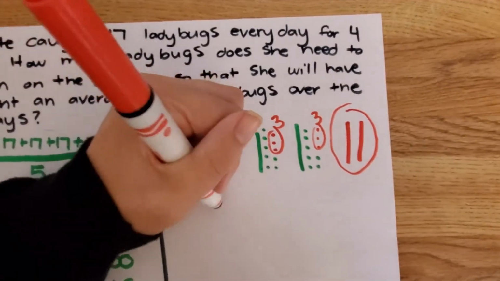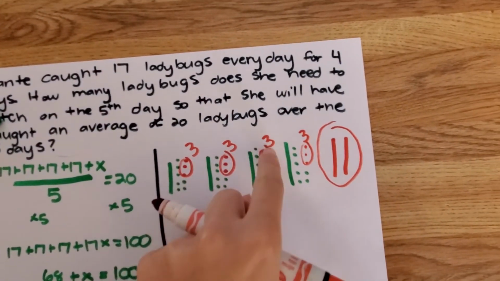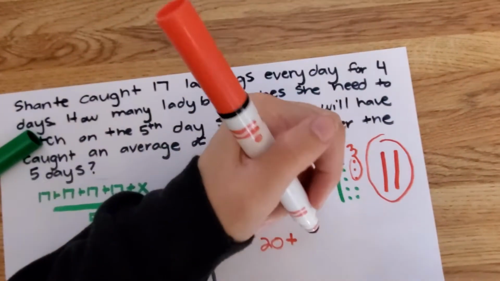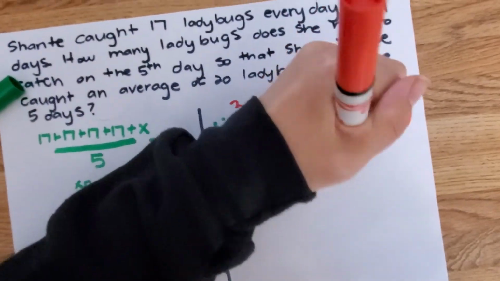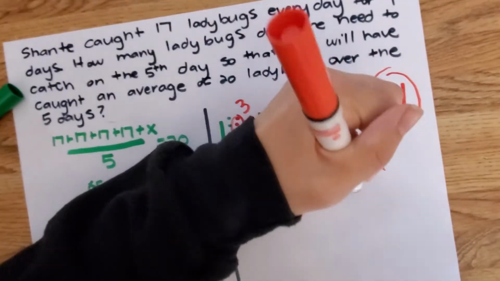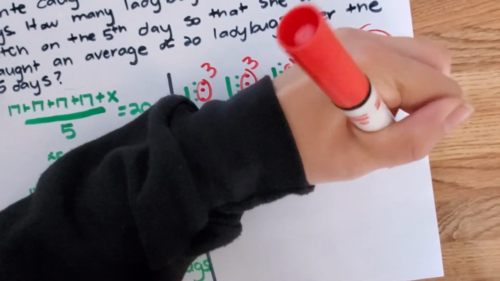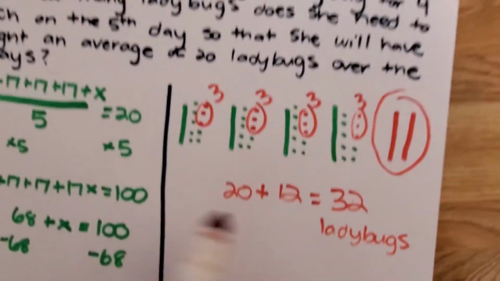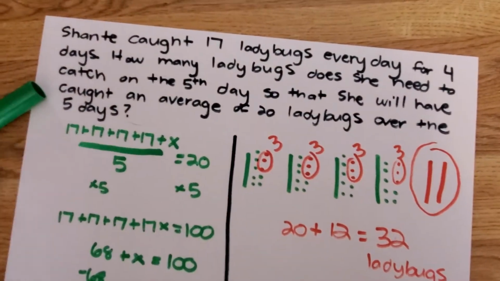Now let's add that together. We have 20 plus we have 3, 3, 3, 3. 4 groups of 3 is 12. So we have 20 plus 12. Again, we need 32 ladybugs on that 5th day to make it look like we have an average of 20, even though we only caught 17 on the 1st day.